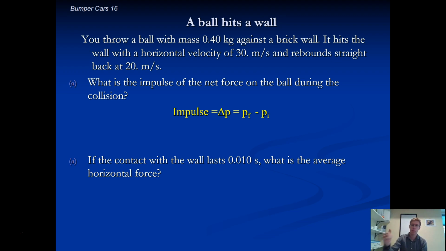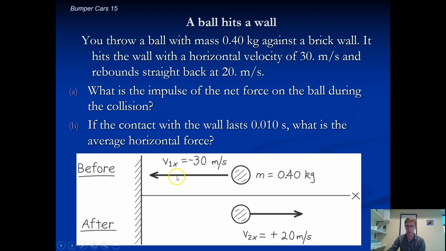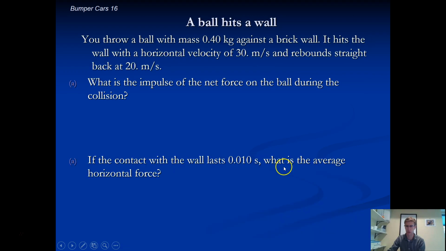So since we know about mass and we know about velocity, I'm going to start by using the definition that impulse equals change in momentum. So impulse is going to equal my final momentum minus my initial momentum. My final momentum is my mass times my final velocity. So since it comes back, let's flip back real quick. If we look in our picture, our final velocity is in what I'm calling the positive direction, whereas my initial velocity is in what I'm calling the negative direction, okay?